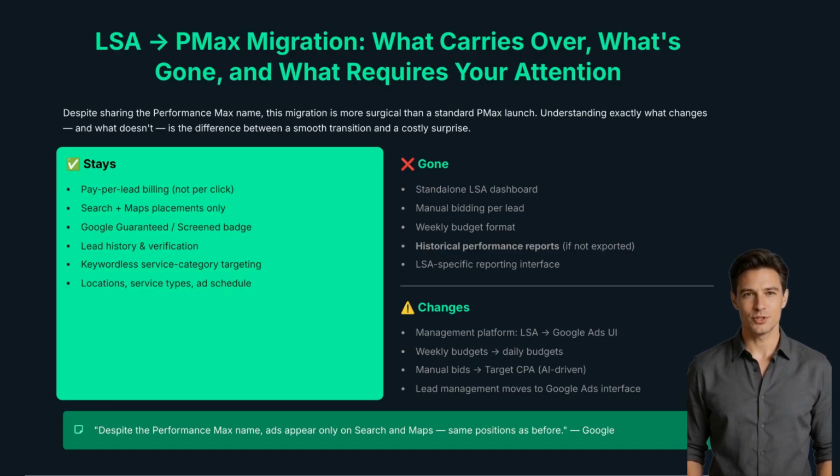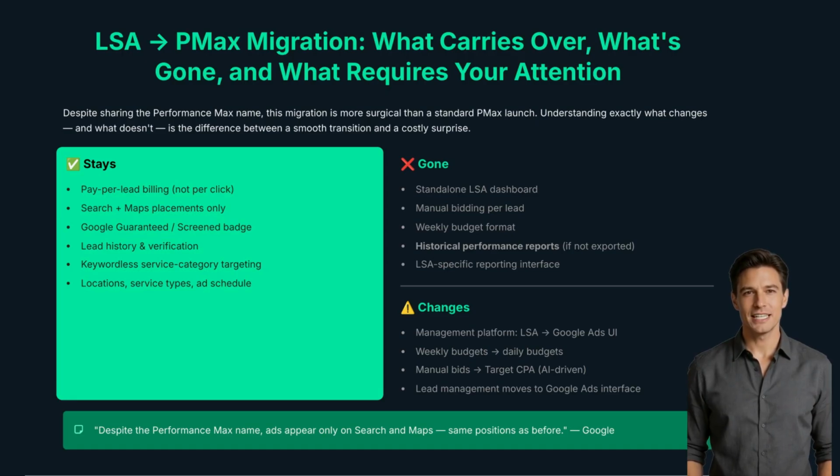The pay-per-lead billing model. You still pay only for valid leads, phone calls, messages, and bookings, not for ad clicks. Ad placement. Your ads continue to appear exclusively on Google Search and Google Maps in the same positions as before. Despite the Performance Max name, these campaigns do not expand into Display, YouTube, Gmail, or the Google Display Network the way a standard Performance Max campaign would. Google's official documentation is explicit on this point.